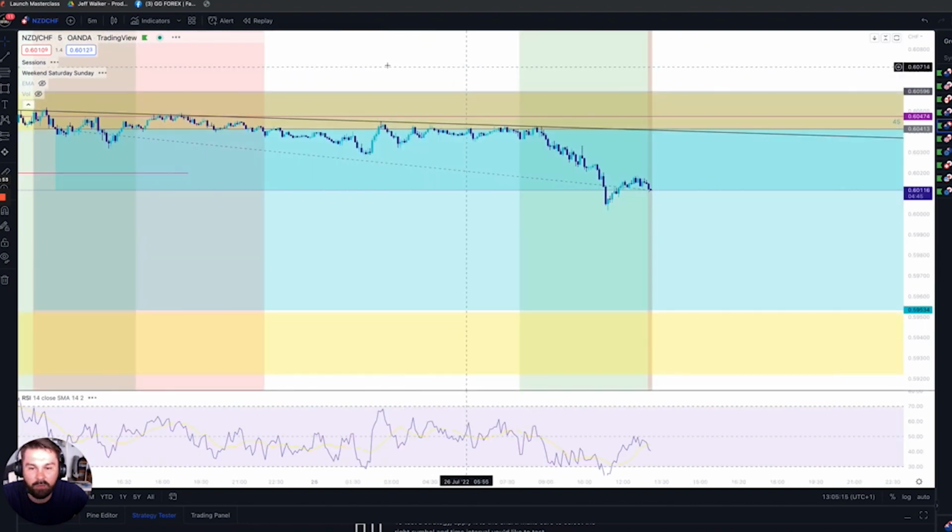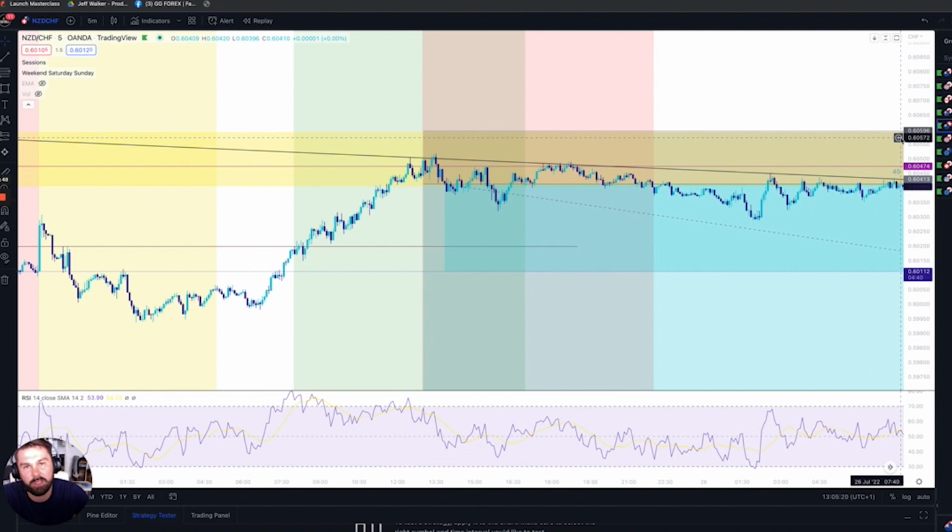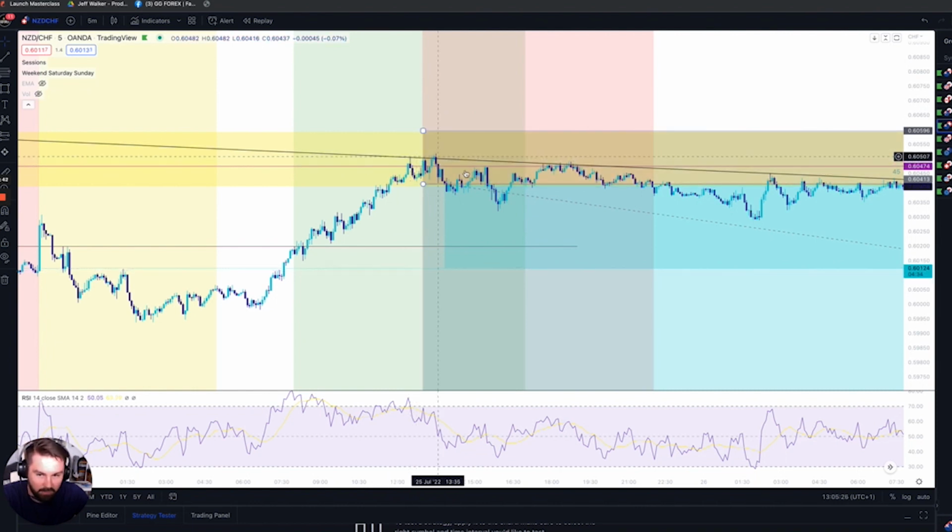So I waited for 5 minute entries, but entered off the 4-hour time frame sort of entry, stop loss, and take profit. So it's like I was entering off the higher time frames, but using the lower time frames to confirm in the higher time frame. You know what I mean? Let me know if that makes sense in the comment box below.